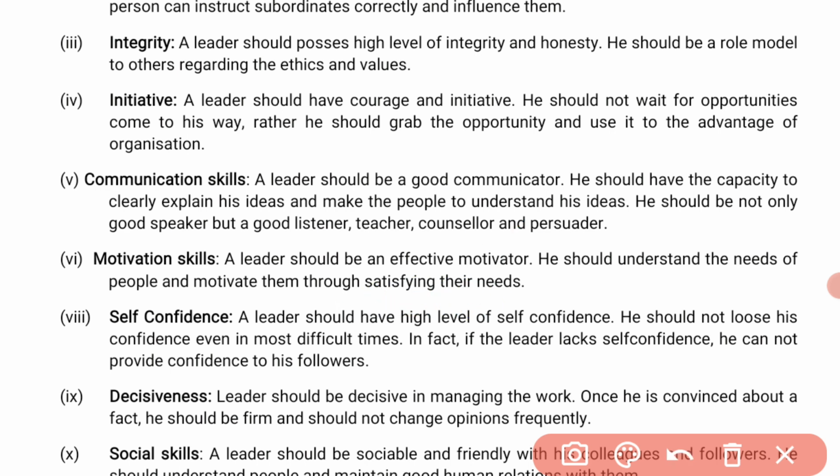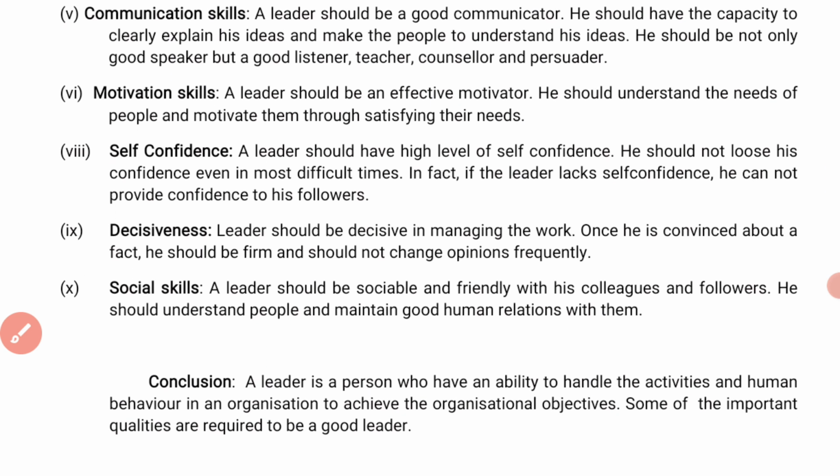And next is self-confidence. One of the qualities of a good leader is self-confidence. A leader should have a high level of self-confidence. He should not lose his confidence even in the most difficult times. In fact, if the leader lacks self-confidence, he cannot provide confidence to his followers. So he needs self-confidence.